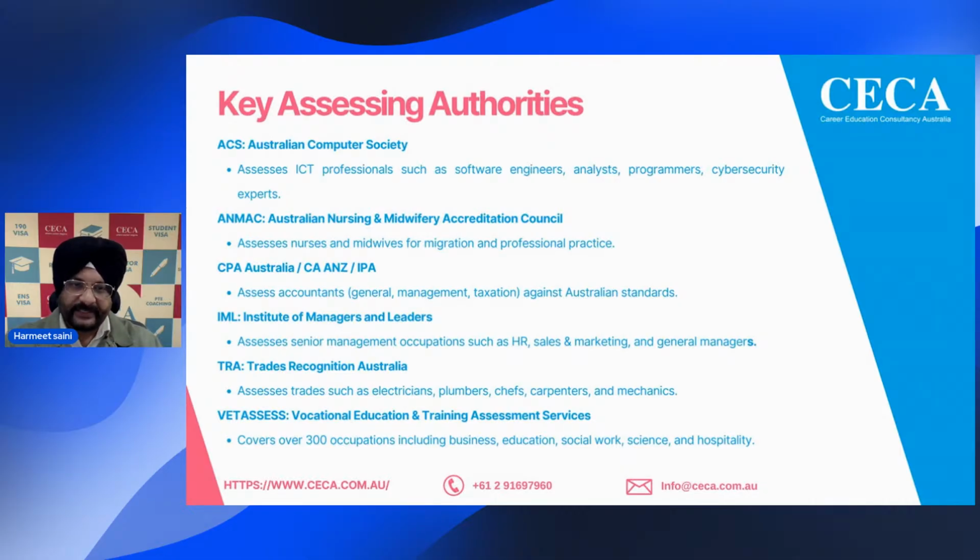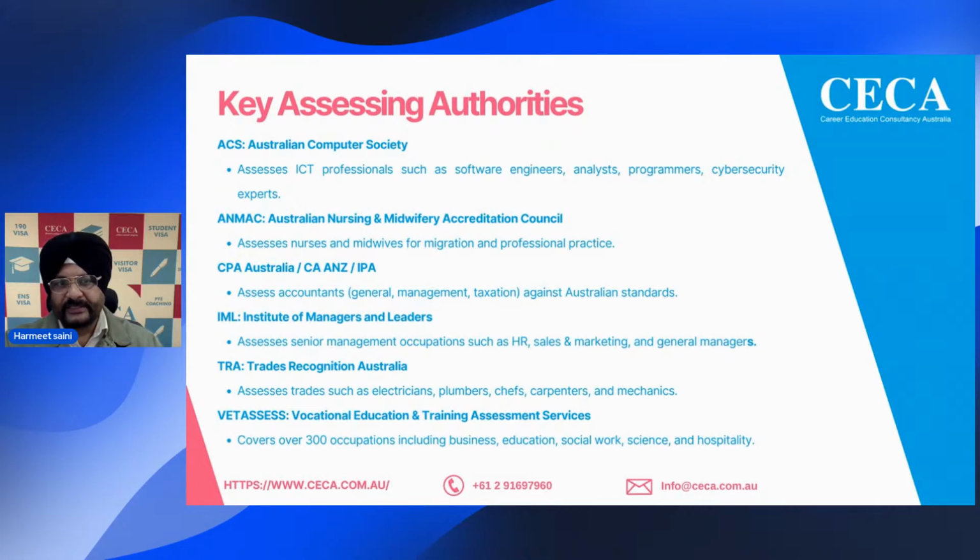Another one of the most important categories is TRA, which is Trade Recognition Australia. As the name suggests, TRA usually conducts skill assessment for trade workers, for example electrician, plumber, chef, carpenter, cook, mechanic, wall and floor tiler, bricklayer. All sorts of these trade occupations are assessed by Trade Recognition Australia. And another important assessing authority is VETSS, which is the Vocational Education and Training Assessment Service.